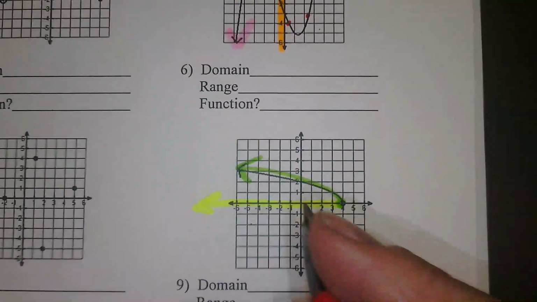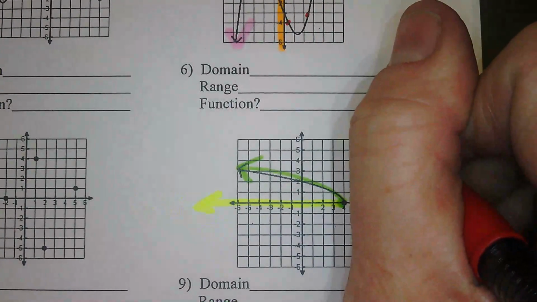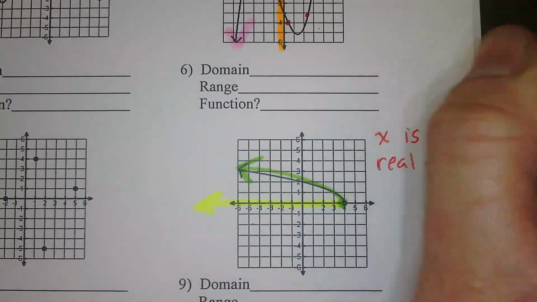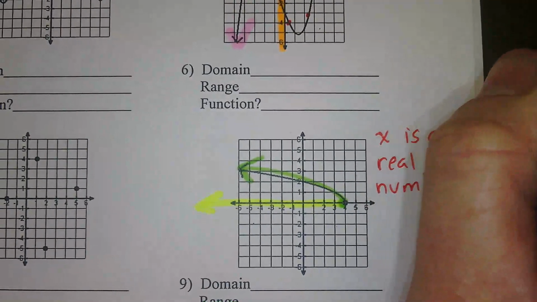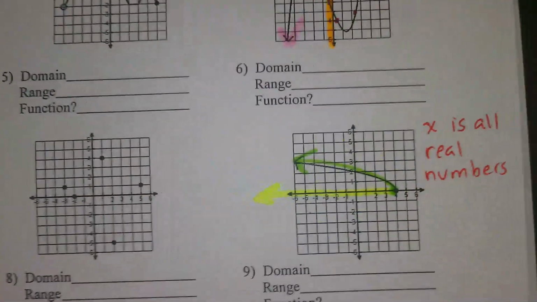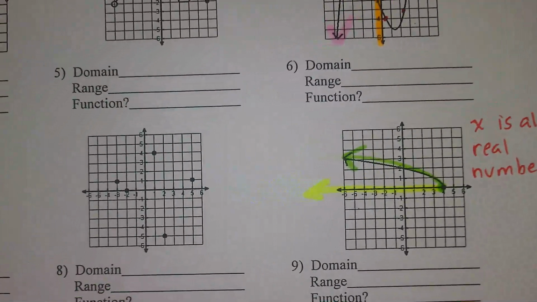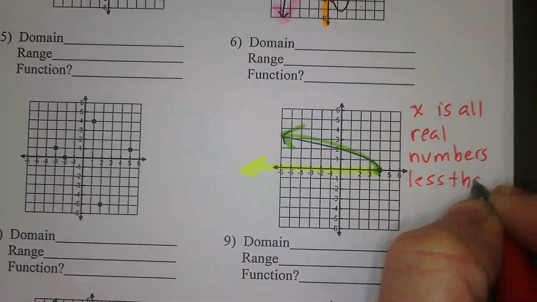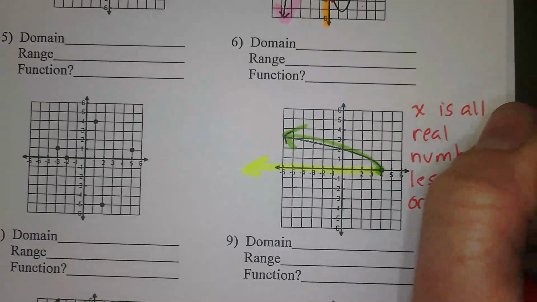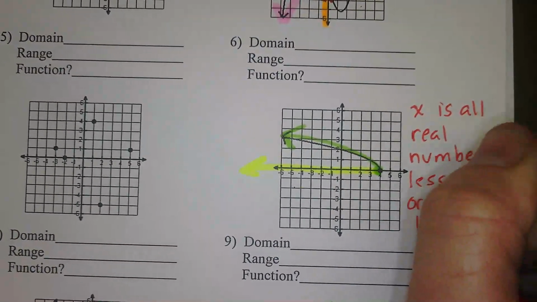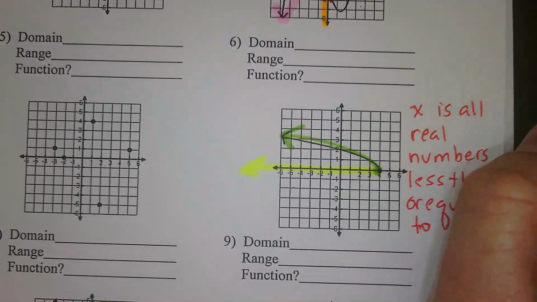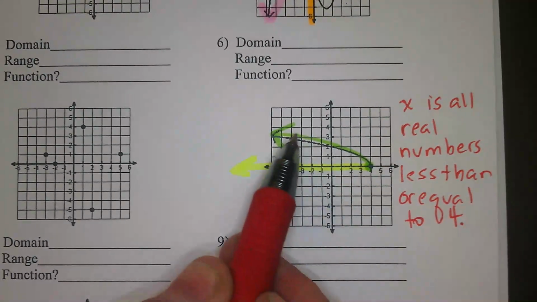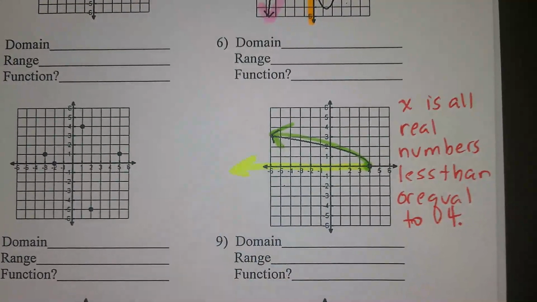So we can write that by actually making the statement. I'll write it over here. X is all real numbers, and, oh, shook the camera. Then you have to say less than or equal to 4. Because that's where on the x-axis this curve kind of stops. It's only growing down below it.